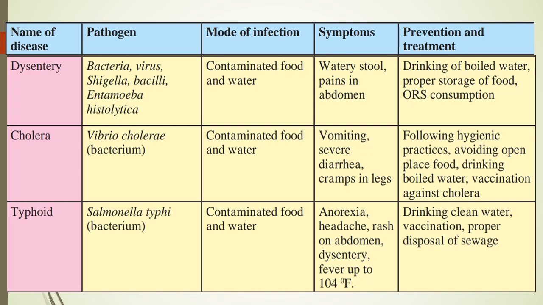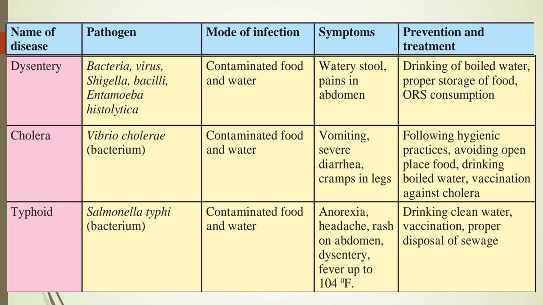Next disease we have is typhoid. Salmonella typhi, in the bracket bacterium, is the pathogen for this disease. Mode of infection, again contaminated food and water. Symptoms: anorexia, headache, rash on abdomen, dysentery, fever up to 104 degrees Fahrenheit. Prevention and treatment: drinking clean water, vaccination, proper disposal of sewage.